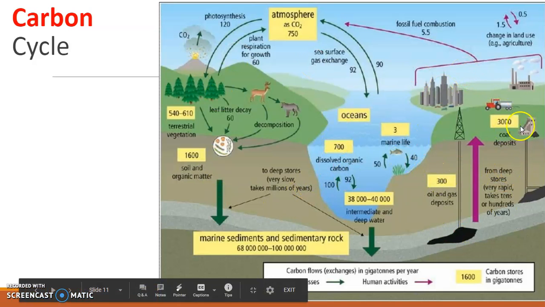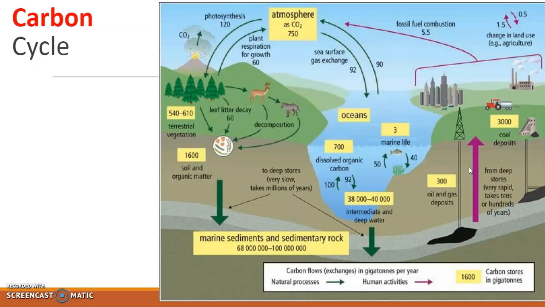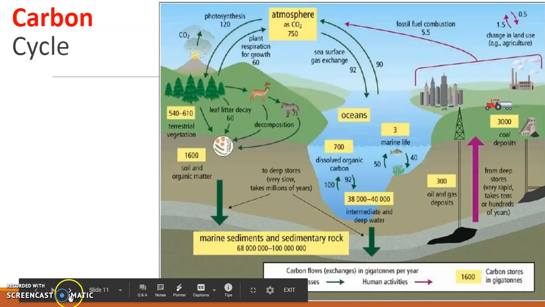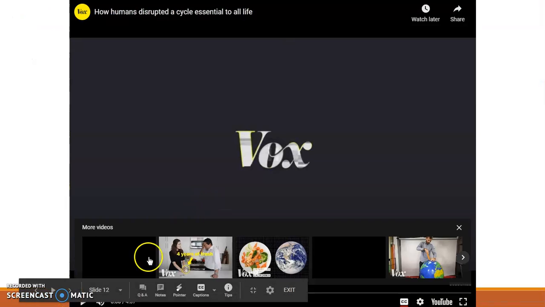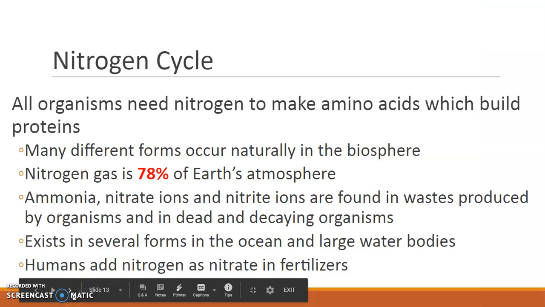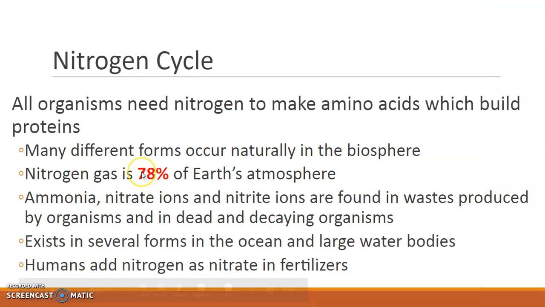The problem with us is that we've used fossil fuels, which means we're burning stuff that's supposed to store all of these carbon deposits, and instead we're releasing it as carbon dioxide. So we're putting more back into the air than we're taking in, is basically the idea. So we have to get a hold on that because we're messing things up. Watch the video, and then we'll move on to the nitrogen cycle.